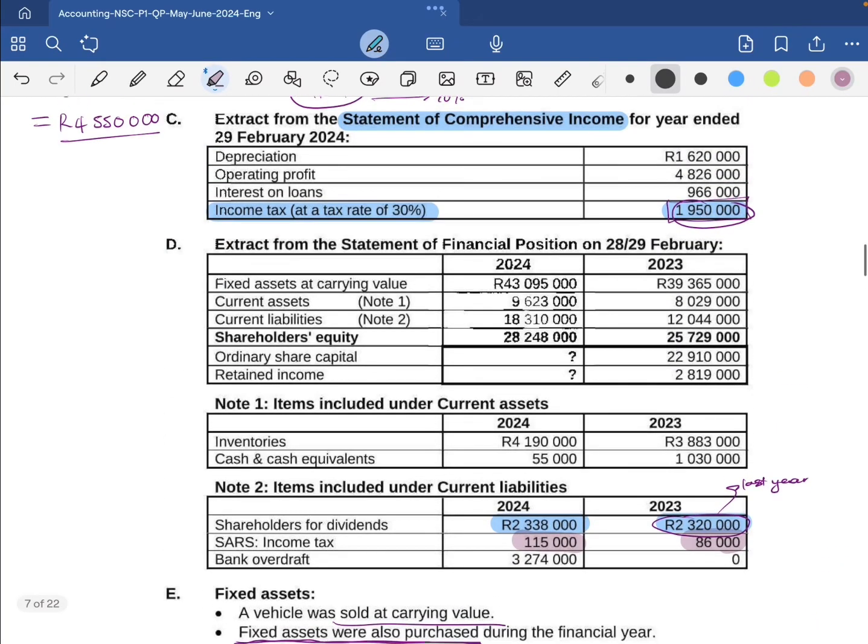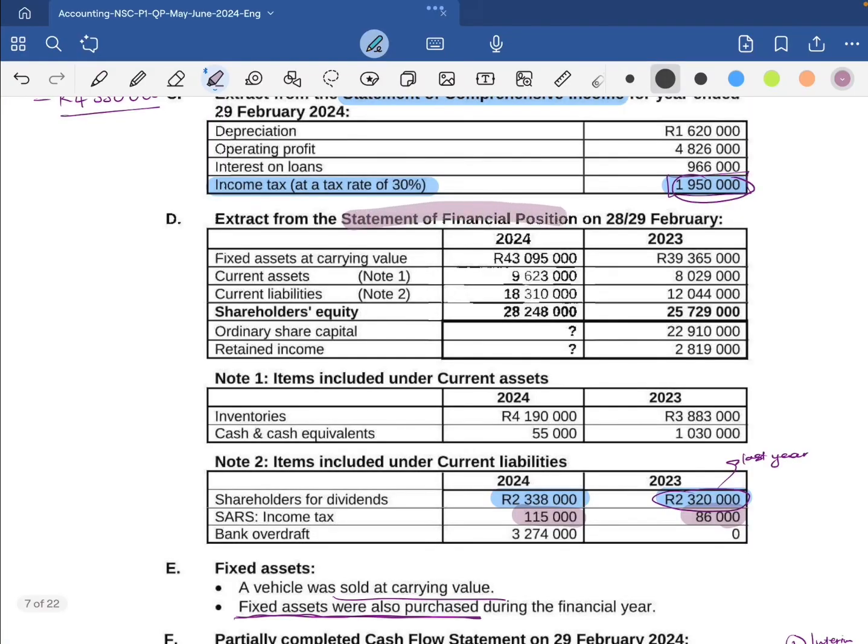Now, when we look at information D, our statement of financial position, what we have is our fixed assets at carrying value. In 2023, we had 39,365, which is our opening balance for this year, and we have 43,095,000, which is our closing balance for this current financial year. Now what you need to understand is the movements between the carrying values. Remember that there's always depreciation and additions, and after those additions, there is your disposal.